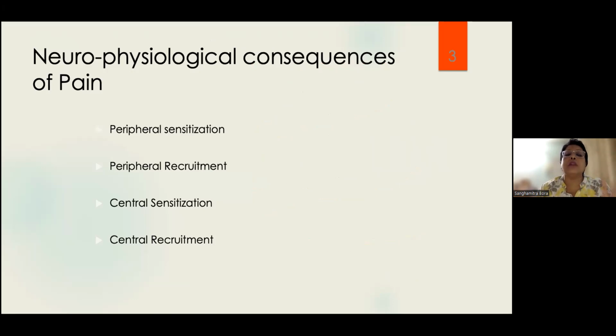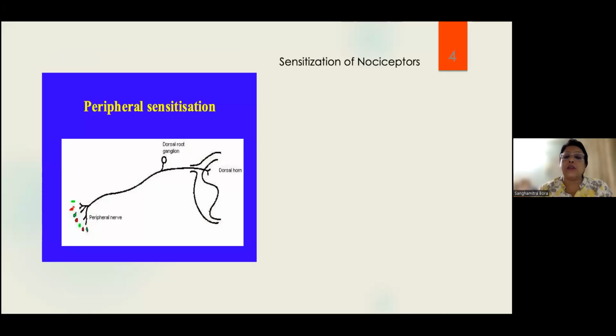But we need to know some neurophysiological consequences of pain, which are peripheral sensitization followed by peripheral recruitment, which follows central sensitization and central recruitment. So what happens is that there is a sensitization of the nociceptors. As you can see in the diagram on the left hand side, there is this peripheral nerve where the pain signal has actually come, and suppose there's an insult to a part of your hand, or in the periphery, and the peripheral nerve actually gets the impulse. So in that particular area, the nociceptors which are present are the ones which are going to carry these pain signals.